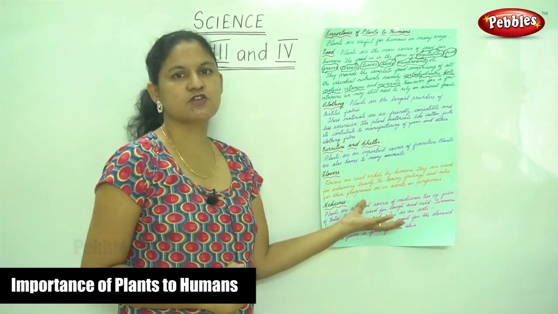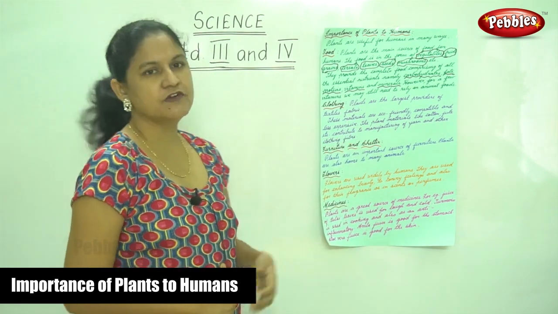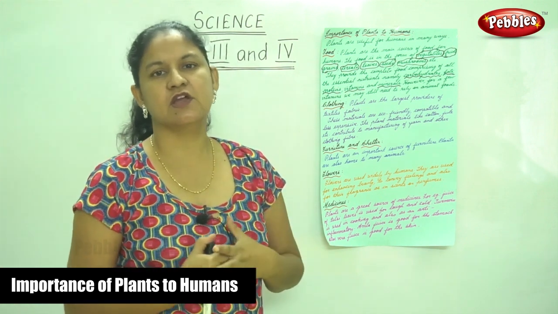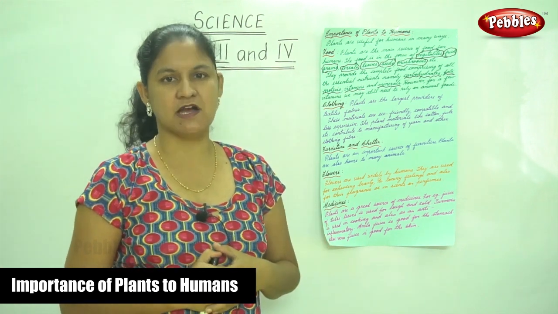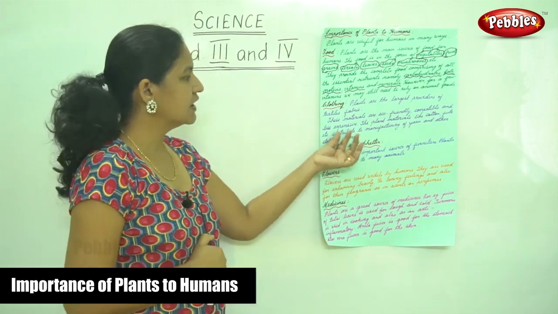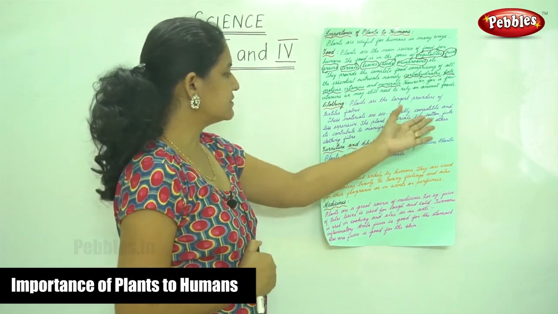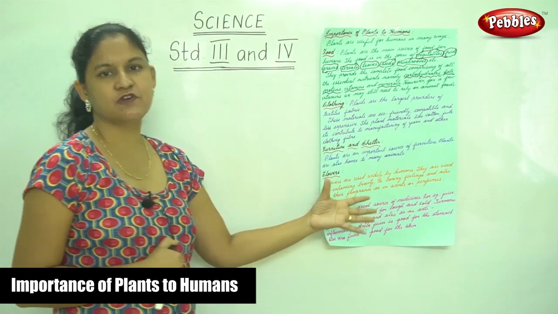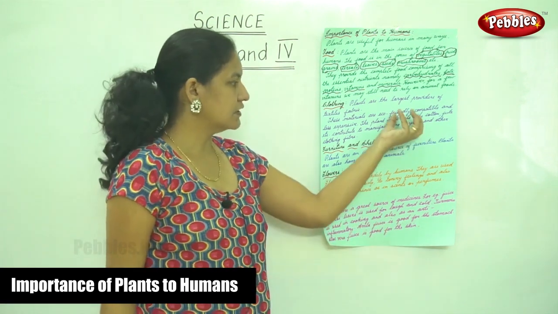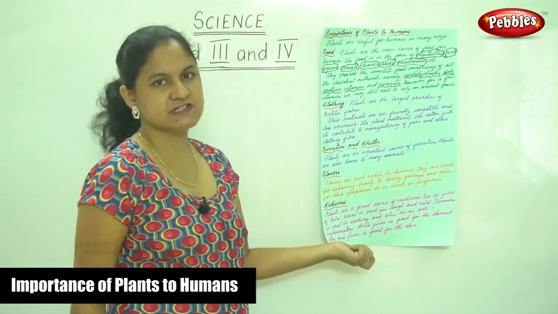The next is your clothing. Plants are the largest providers of textiles and fabrics. We get our clothing from different parts of the plant, and they are the largest textile provider. The materials that we get from the plants are eco-friendly, compatible and less expensive.